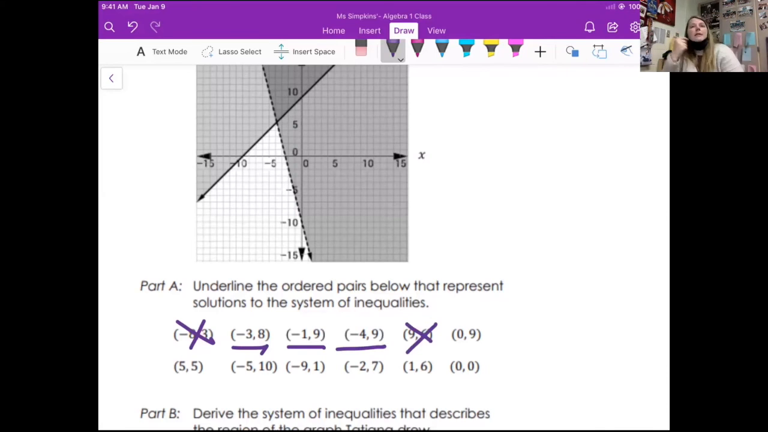Okay, 0, 9. This one I want to talk about. Yes, because what kind of line is it on? A solid line. You're allowed to be on a solid line. You just can't be on a dotted line. 5, 5. No, 5, 5 is only in one of the shaded areas. What about -5, 10?